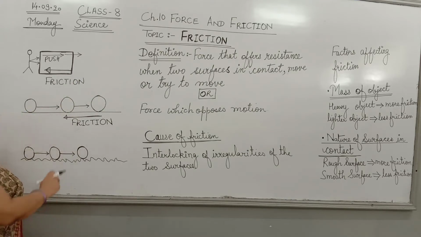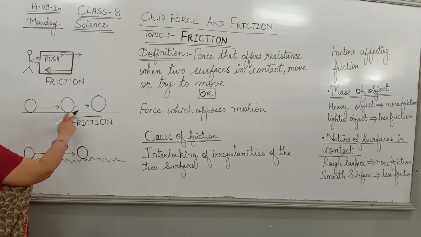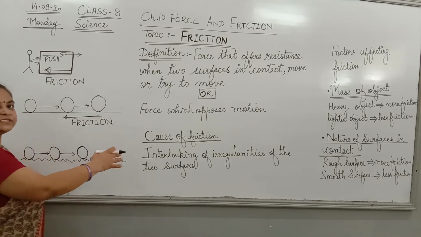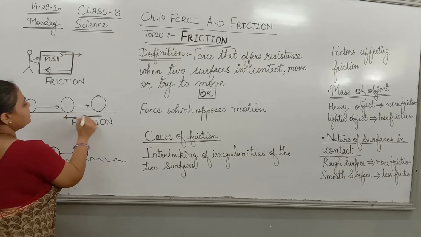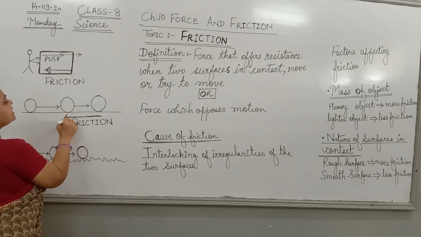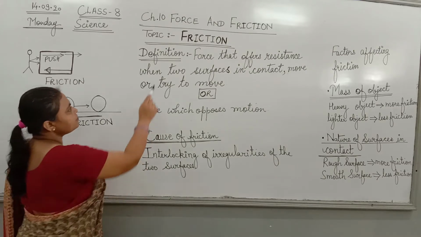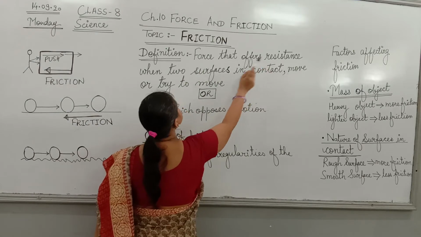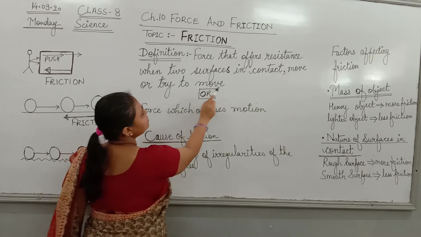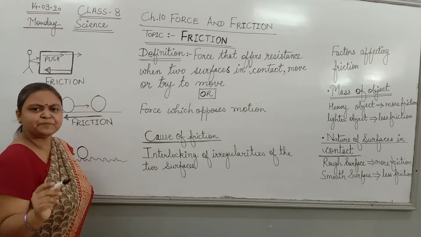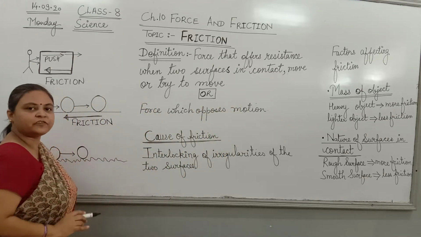Similarly, here, when you roll a ball on a surface, after some time the ball comes to rest. It slows down and then comes to rest. This is also because of a force which is acting in the opposite direction of the motion. So let us define friction. Force that offers resistance when two surfaces in contact move or try to move. In simple words, we can say that force which opposes motion is called friction.